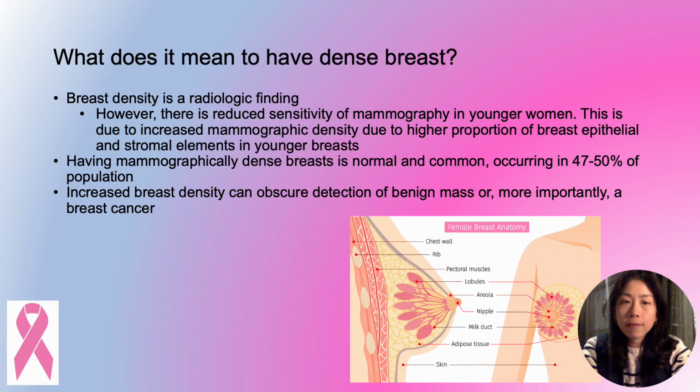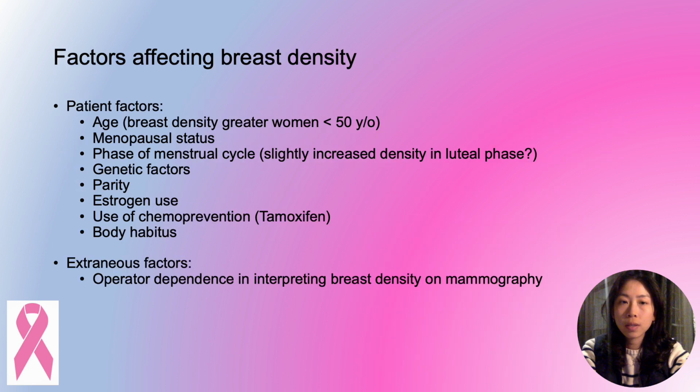So, what does it mean to have dense breasts? Breast density is a radiologic finding, however, it reduces sensitivity of mammograms in younger women. This is because of a higher proportion of breast epithelial and stromal elements that are present in younger breasts. Having dense breasts is normal and common and occurs in around 47 to 50% of the population. However, increased breast density can obscure detection of benign masses, or more importantly, of breast cancer.